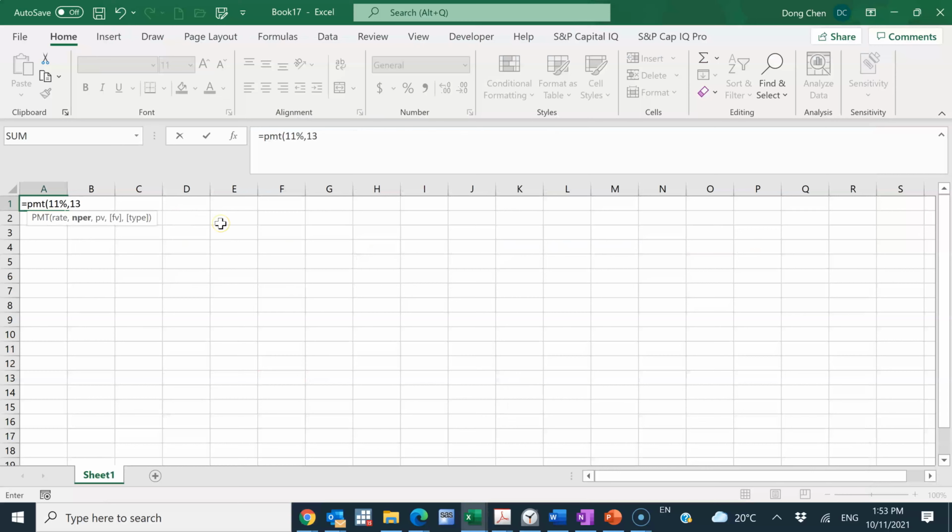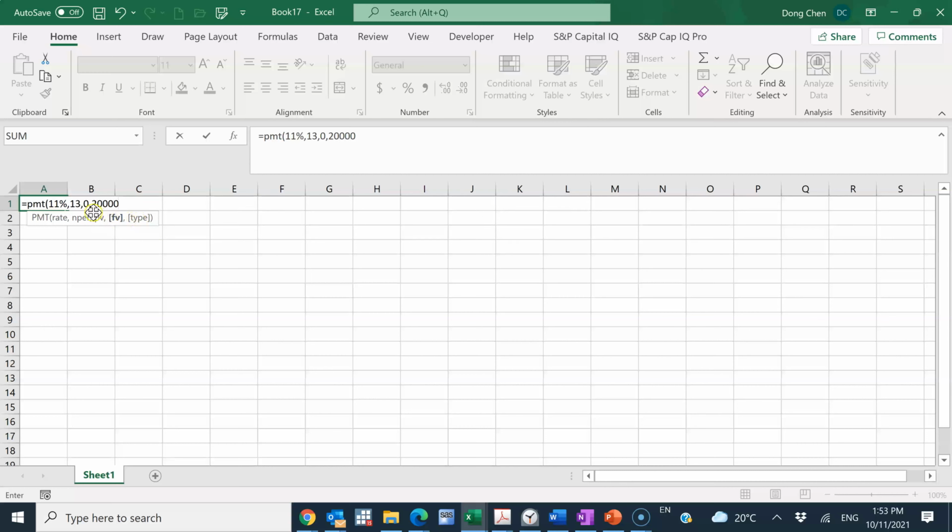13. And then the next argument is the present value. But in this case, we know there's no present value because we will need $20,000 by the end of the 13th year. So that's the future value, and we can put $20,000 as the next argument, FV. We don't have to worry about the type here, because that refers to the end-of-year or beginning-of-year convention. By default, it's the end of the year convention.